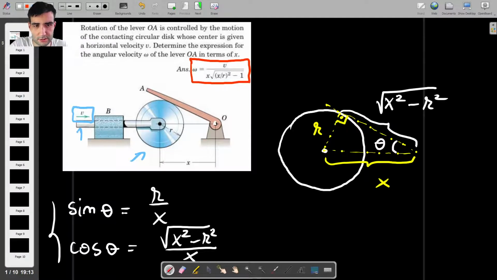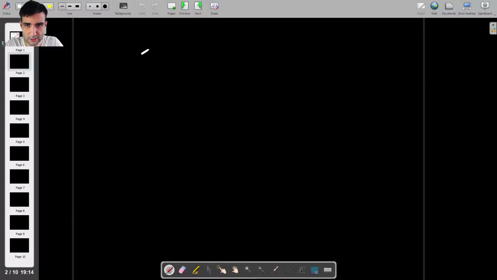So we're going to keep those in mind. We might have to use them a bit later, but until then, let's actually try to find what's happening at that sort of interface between the disk and the lever, right? So let's see what happens. What's the velocity of this point right here? So that's the velocity of the point which is sitting on the edge of the disk. Let's call this point P. And that point is in contact with the lever, okay? So let's try to find out how we can find the velocity of point P.